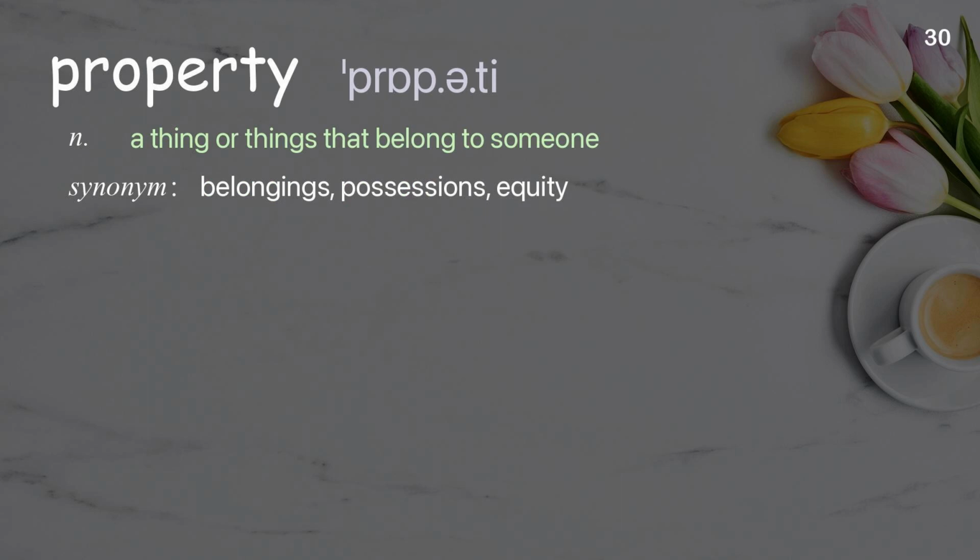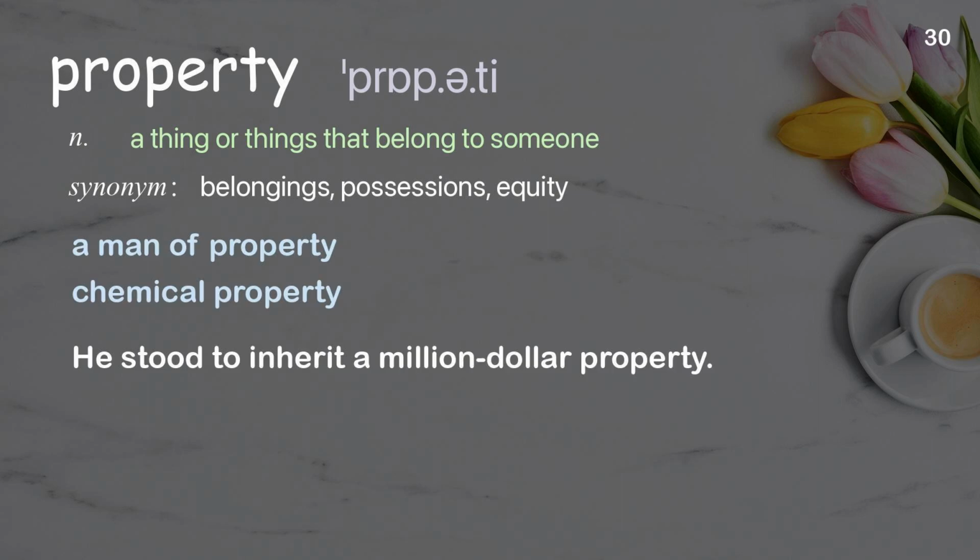Property: A thing or things that belong to someone. Examples: A man of property. Chemical property. He stood to inherit $1 million property.